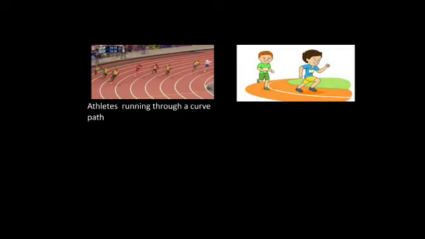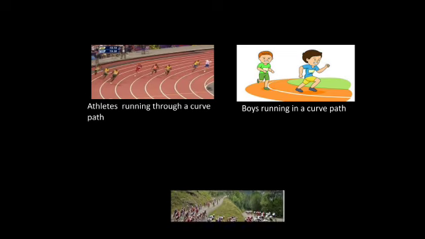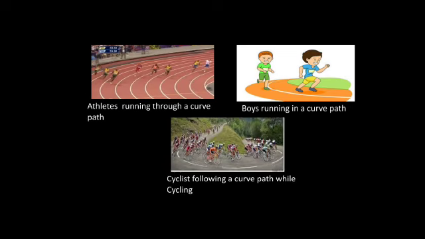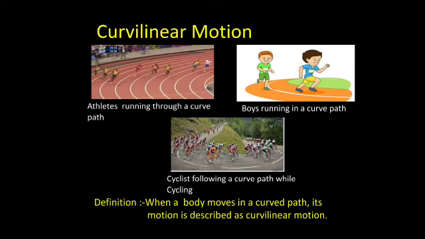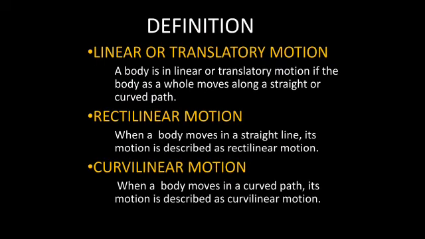Similarly, see this picture. The athletes are running along a curved path here. Here the boys are running in a curved path, and in the third case the cyclist follows a curved path while cycling. These are all curvilinear types of motion. So what we can say here, when a body moves in a curved path, its motion is described as curvilinear motion. Here I have written all the definitions in one place. Just pause over here and write down the definitions in your rough notebook.